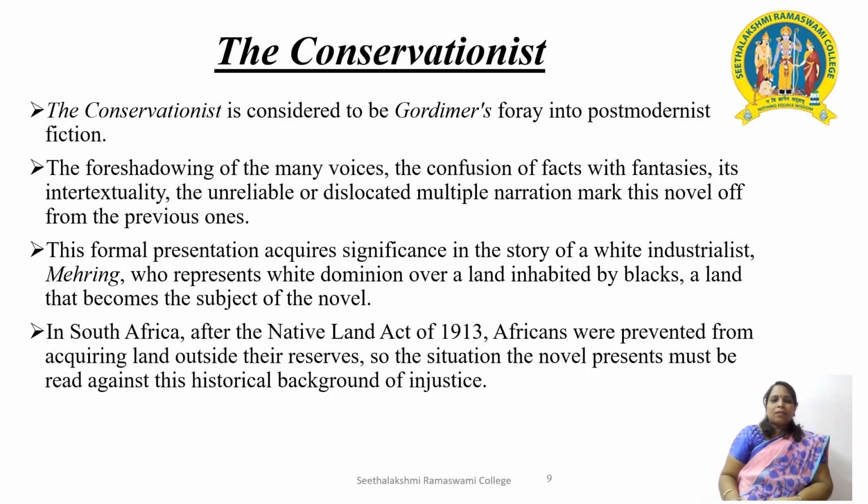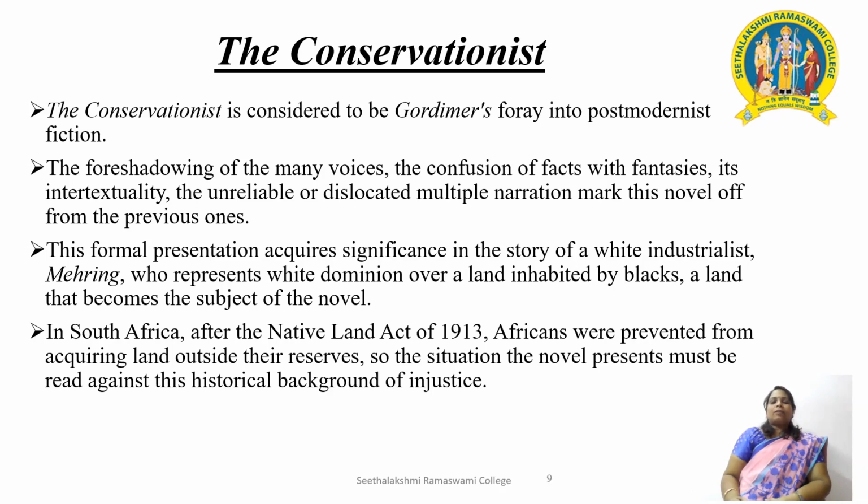This formal presentation acquires significance in the story of a white industrialist, Mehring, who represents white dominion over a land inhabited by blacks, a land that becomes the subject of the novel. So basically a novel has so many characters, and the characters give interesting incidents to the readers, but here the land is going to be one of the characters in this novel.